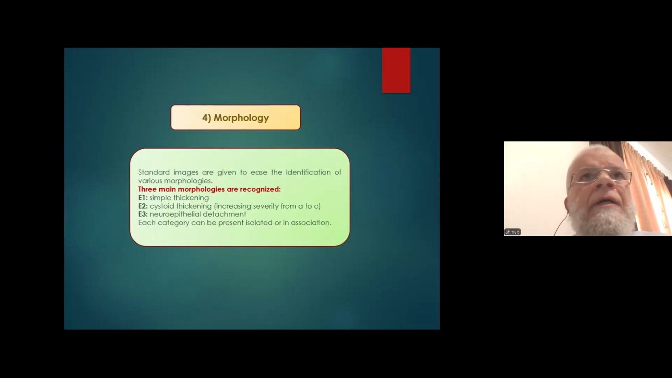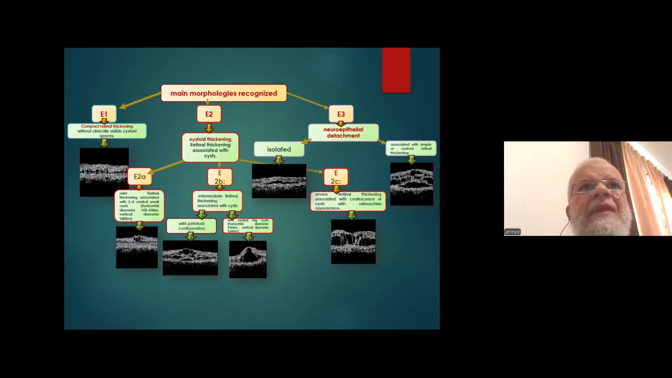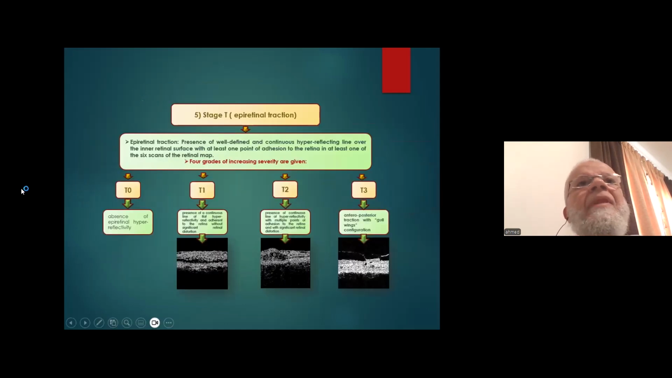The morphology. In the morphology, there are three main morphological changes. Either the edema is in the form of compact retinal thickening, or it is in the form of cystoid changes in the macula, or in the form of subretinal fluid. The fifth point is the traction, which is present or absent. It might be absent, it might be a tangential traction, or it might be an anteroposterior traction.